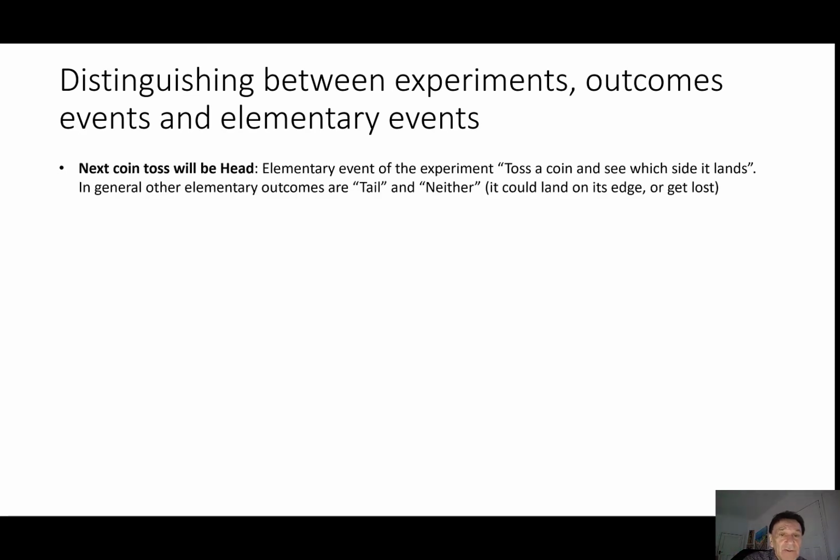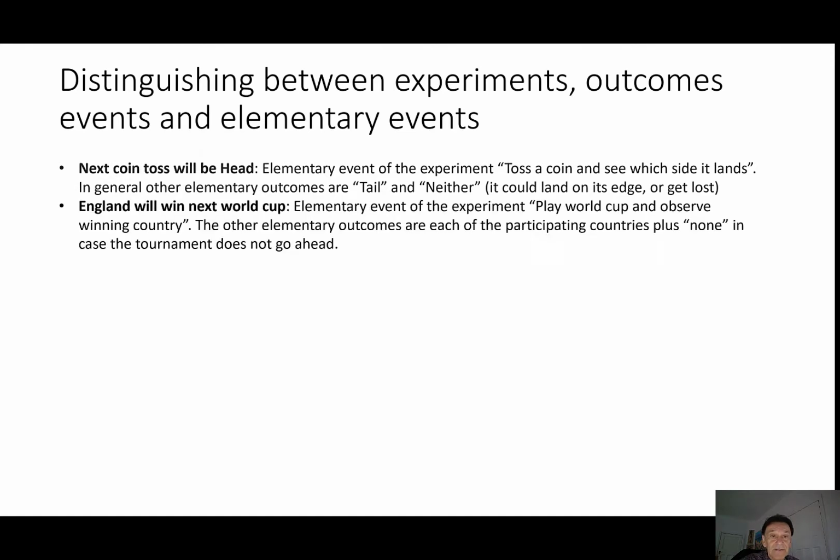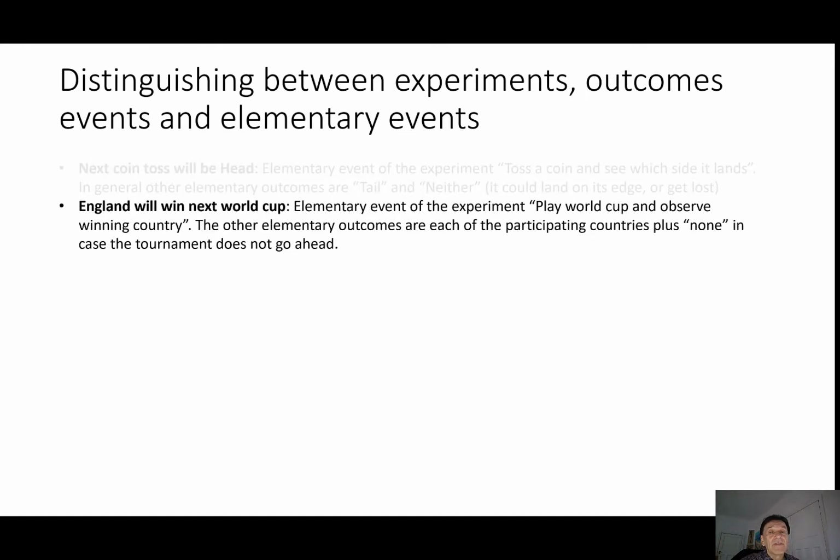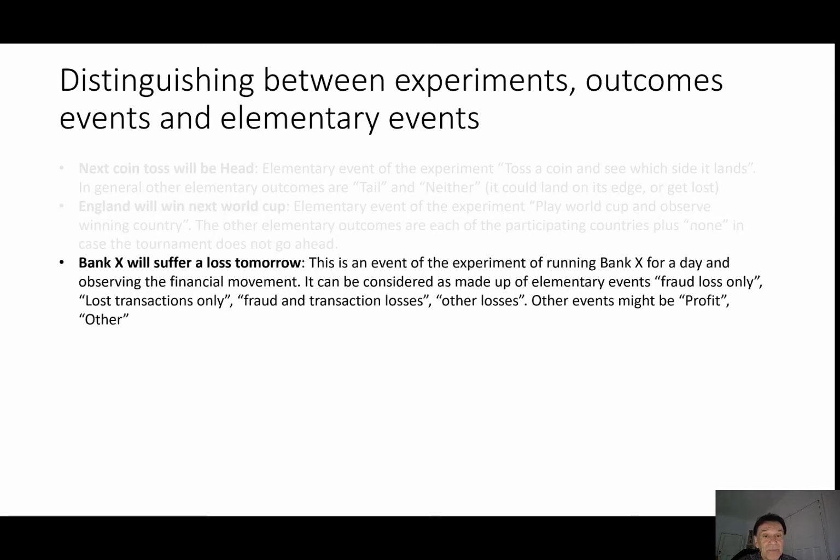So next coin toss will be a head is an elementary event of the experiment tossing a coin and seeing which side it lands on. And in general, of course, other elementary outcomes of that experiment, as we've seen, are tail, but it could be neither, where it lands on its edge or gets lost. England will win the next World Cup. We can think of that as an elementary event of the experiment, play the World Cup and observe the winning country. Now, the other elementary outcomes there are each of the participating countries, plus we'd have to add none in the case where the tournament gets cancelled or doesn't go ahead.